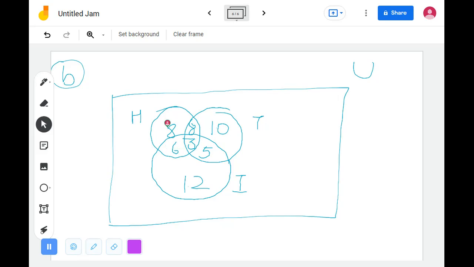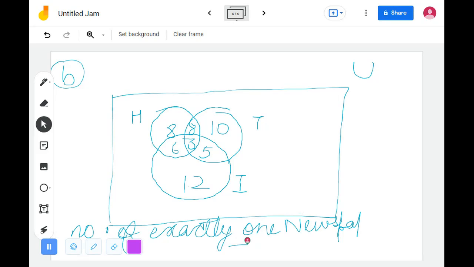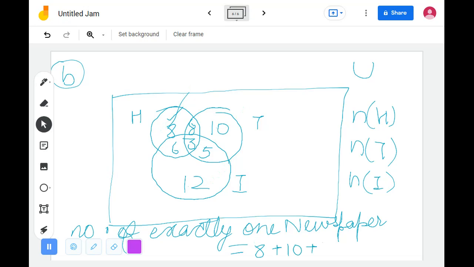Now they have asked us the number of people who read exactly one newspaper, who read only one newspaper. Which ones are they? That is the number of H, number of T and number of I. So we will add these three: that is 8, that is 10 and that is 12. So we just have to add them. 8 plus 10 plus 12, what we get is 30. So this is the answer. 30 is the answer.